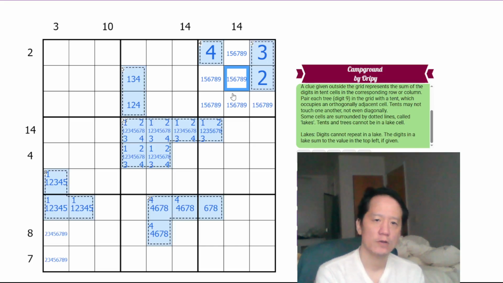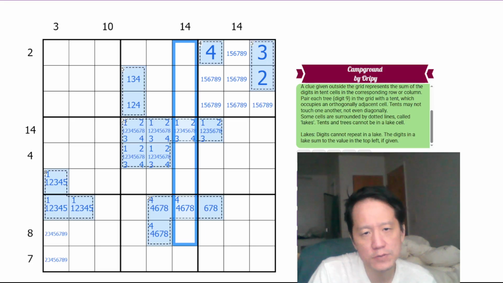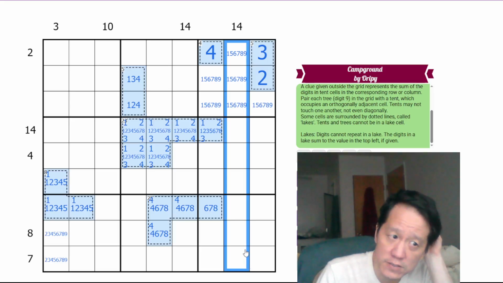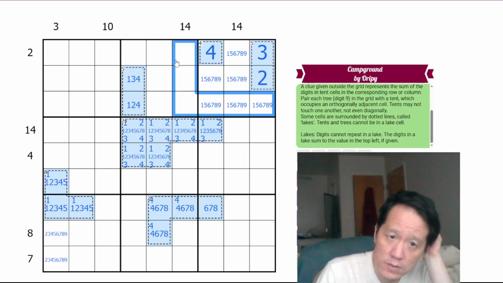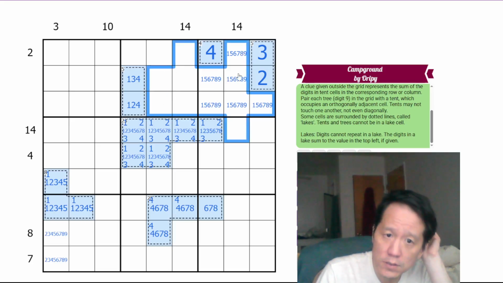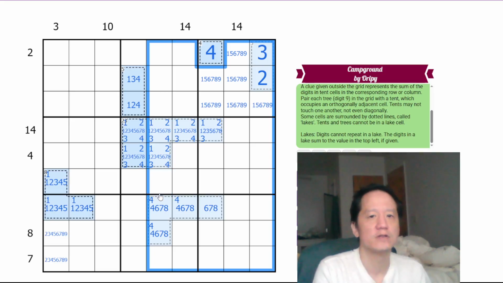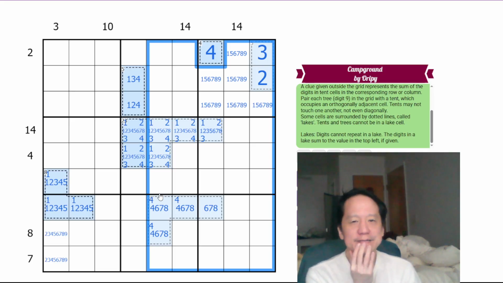So in these 2 columns, that requires tents from at least 4 out of 5 of these columns, right? So we could have at most one other tent in these 5 columns outside of. And if it's.